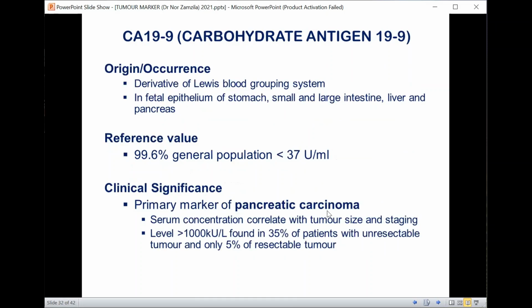CA99. We mainly use CA99 for pancreatic carcinoma. It is a primary marker for pancreatic carcinoma. Basically, we use CA99 to look at the prognosis of the patient, where if the level is more than 1000, the tumor is unresectable. Okay? CA99 also correlates with the tumor size and staging.